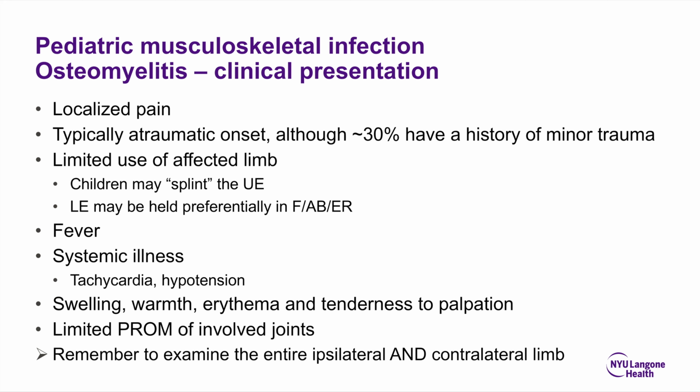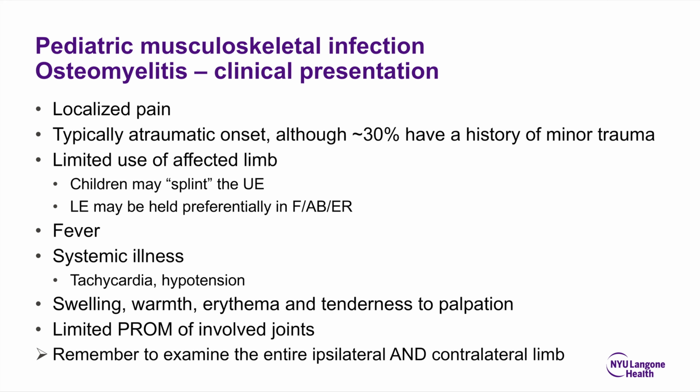The clinical presentation of a child with osteo will be localized pain. It's typically atraumatic in onset, although about 30% will have a history of minor trauma that you can elicit. There will be limited use of the affected limb, so kids may splint the upper extremity, or the lower extremity may be held preferentially in flexion, abduction, and external rotation. Fever may be associated as well as a systemic illness.